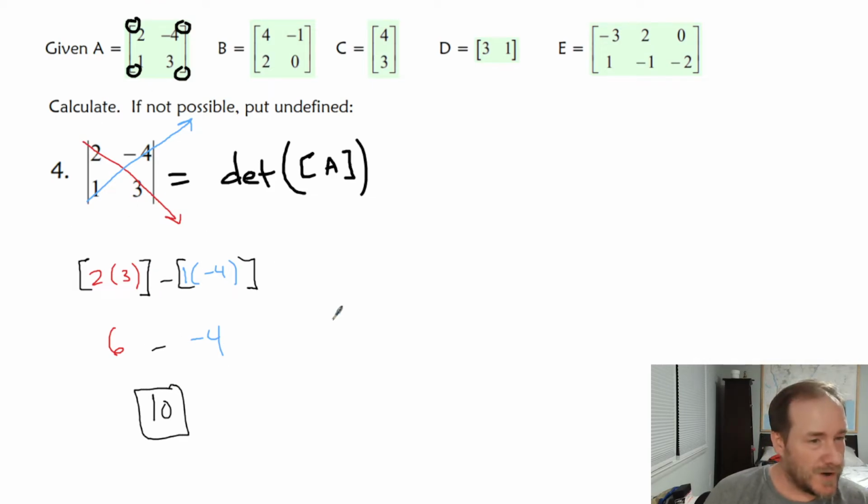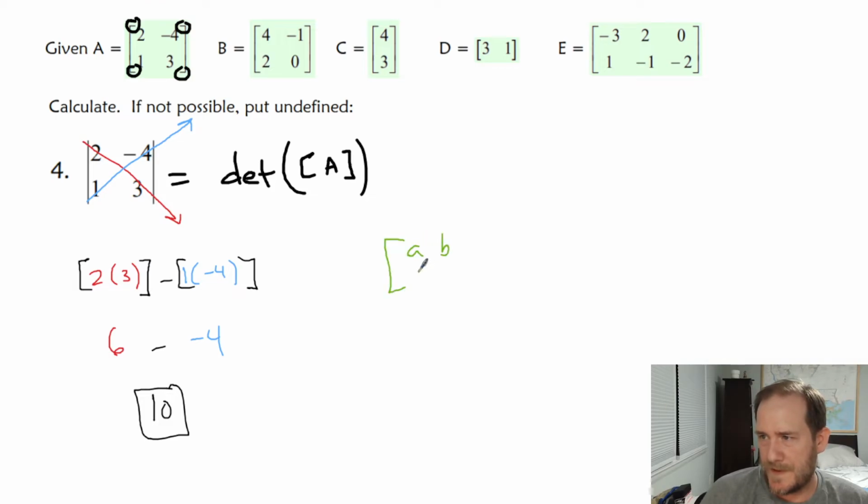I don't know if I'm overcomplicating this, but if you think you might have trouble just memorizing our formula, which by the way our formula is A B C D, if you're after the determinant of that, you literally just do A times D minus B times C.